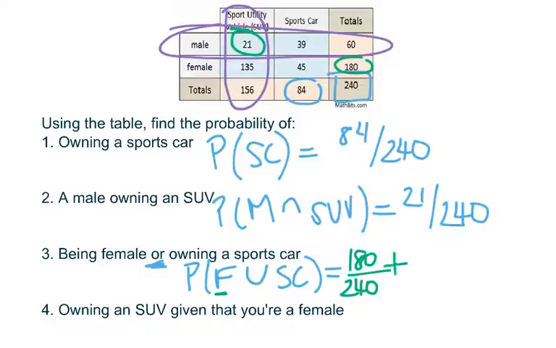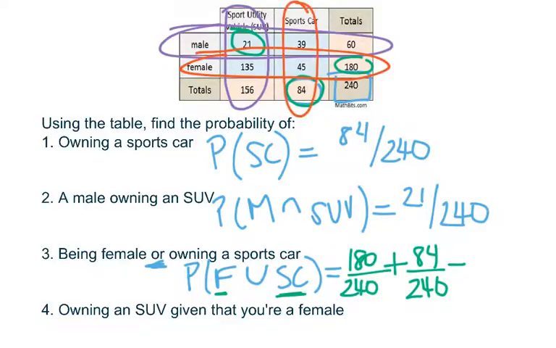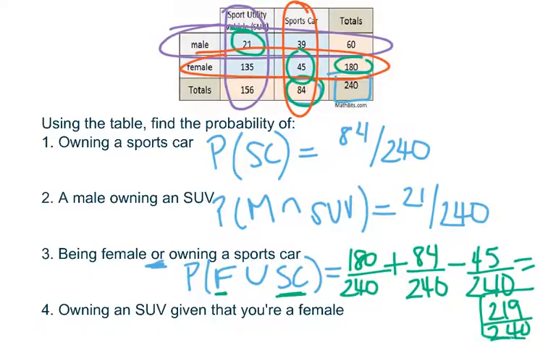Now I have to add to that the probability of just owning a sports car. We already found that number. That's 84 out of 240. And from that, we need to subtract the overlap. So now I'm looking at where being female and owning a sports car overlap. That's right there, those 45 women. So 45 over 240. And that gives us 219 out of 240. I'm running out of space here. That's our final answer for that question.